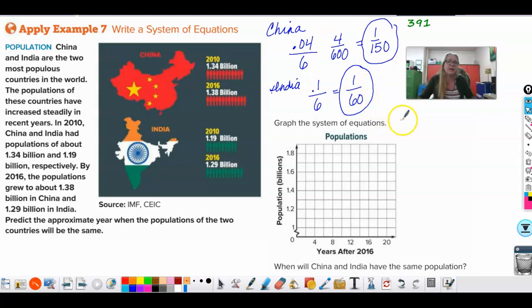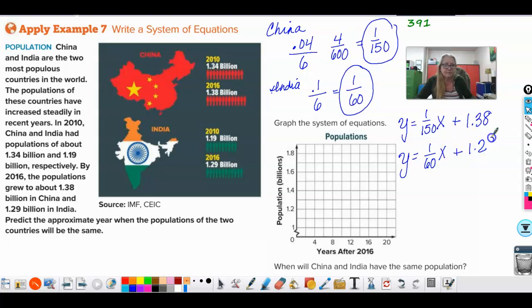What would be the equation then? Well, for China, our rate of change is 1 over 150, x. And then where's the starting point? Well, we're starting in 2016 here, so our starting point is 1.38 billion. That's our equation for China. Our equation for India is 1 over 60 x, and their starting point is 1.29.